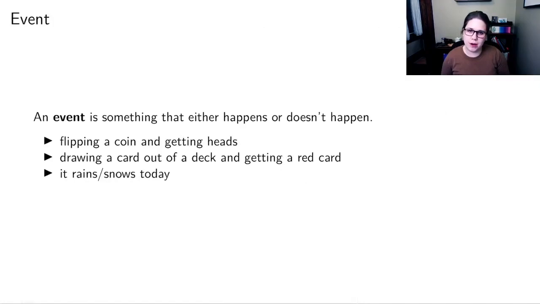So when we're talking about probability, we're going to talk about events. An event is just something that happens or it doesn't happen. So you flip a coin and you get heads, that's an event. If you draw a card out of a deck and get a red card, that's an event. Coins and cards are two of the most common examples that you'll see in probability problems. But you could also have things like, is it going to snow today? Yes or no? Snowing would be the event occurring. Not snowing would be the event not occurring.